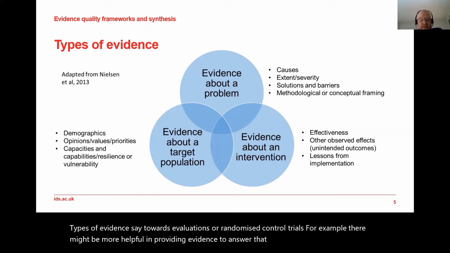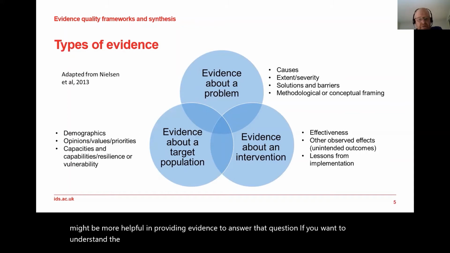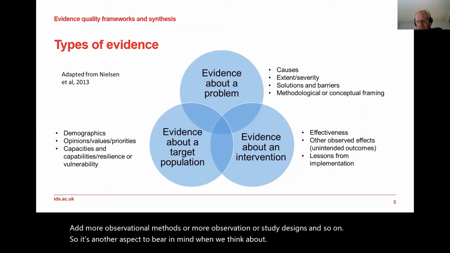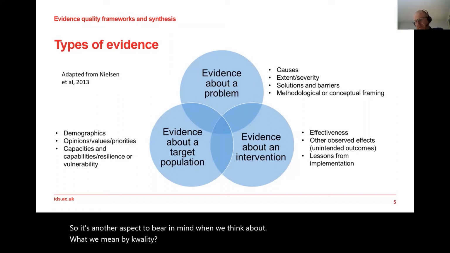If you want to understand the causes or extent of a problem, then you might want to look at more observational methods or more observational study designs and so on. So that's another aspect to bear in mind when we think about what we mean by quality. So kind of applicability, I guess you'd call it.